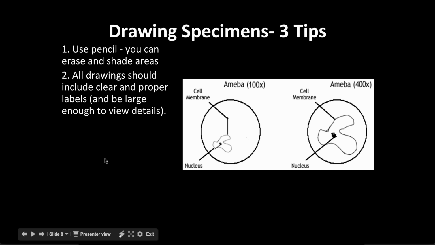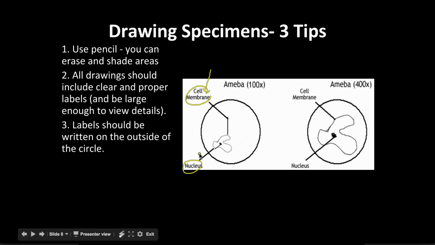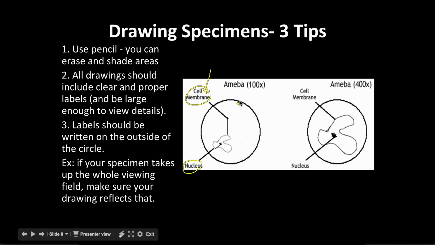All drawings should include clear and proper labels and be large enough to see in view. So we have our examples over here of our clear labeling, pointing to the actual object. Again, label, label, very clear. They should be written outside of the circle and then lines pointing you to where it is.